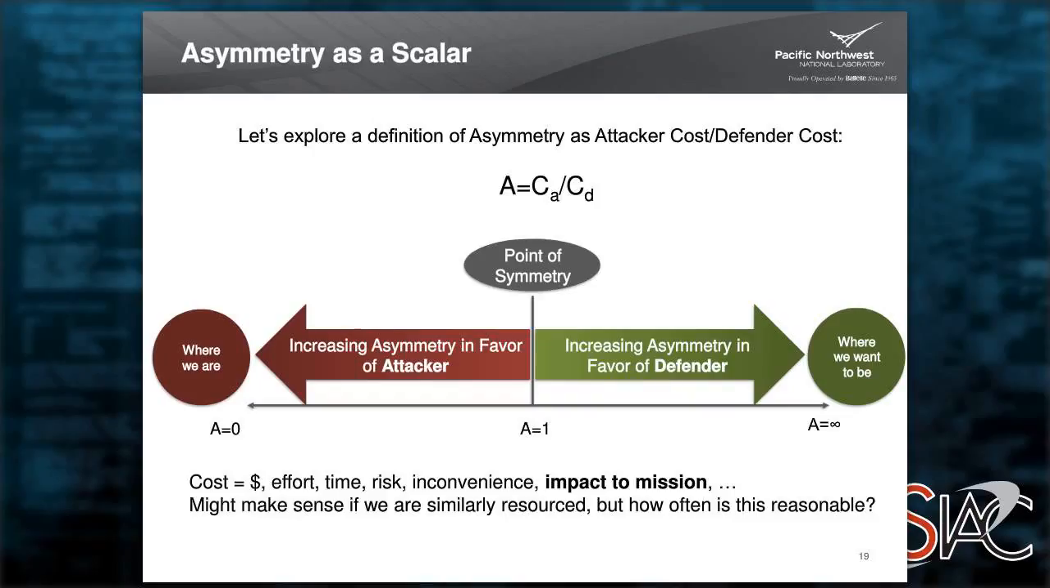So if we start with a very simplistic idea of what we mean by asymmetry, it might just be the ratio of attacker cost to defender cost. And at the bottom, we have this continuum where the ratio goes from 0 to infinity. Towards zero is kind of where we are today, and that asymmetry favors the attacker. If it were one, then that's kind of the point of symmetry where we're equal. And then as we go to infinity, that favors us as defenders, and that's where we want to be. And we could say something like cost is dollars, but it's also effort and time and risk and inconvenience. But most importantly, it's about impact and mission. Maybe this makes sense if we have an equally resourced adversary and defender, but maybe not.